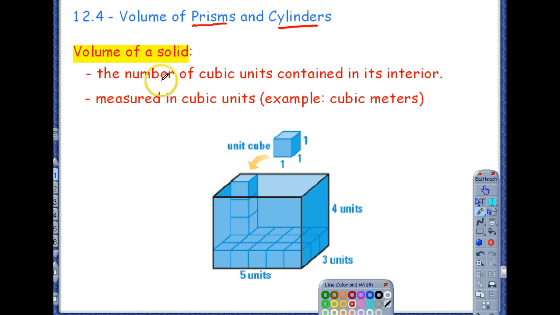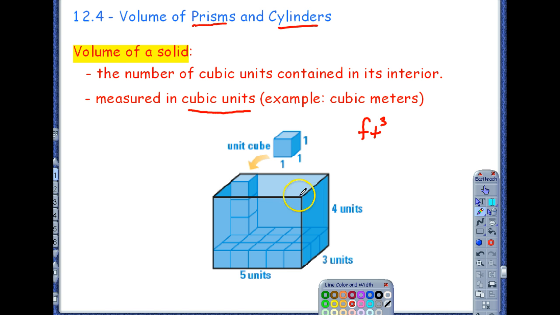So volume of a solid, notice it says it's the number of cubic units contained in its interior. Okay, so anything that's three-dimensional has a volume. So it's basically the stuff inside of it. If you have your bottled water, the water inside, that amount of water you can fit in it is the volume of it, cubic units. All right. So we have a good visual of this. When you deal with labeling with volume, you're talking about cubic units. So cubic meters, or you might see feet cubed. You might write it like that, okay?